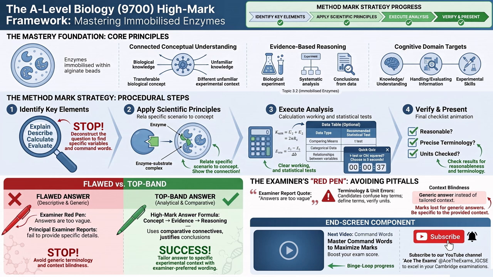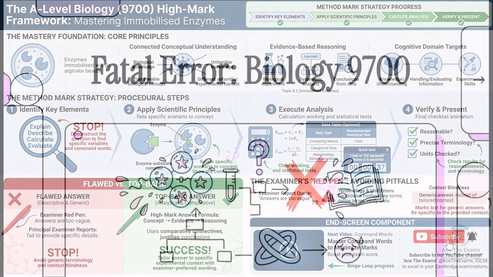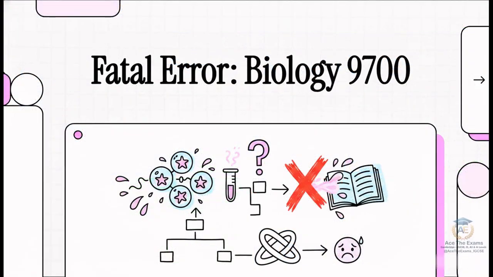You've studied for months for your Biology 9700 exam, you know the content inside out, yet right here on a standard question about immobilized enzymes and alginate, you just hemorrhage marks. It's one of the most misunderstood and, frankly, harshly graded areas in Cambridge biology. And it's not because the science is too hard. It's because of a fatal error in how answers are structured. So let's fix that right now in this explainer.